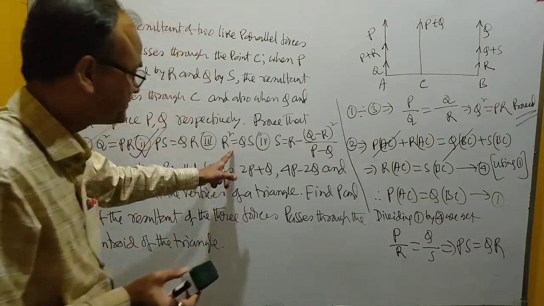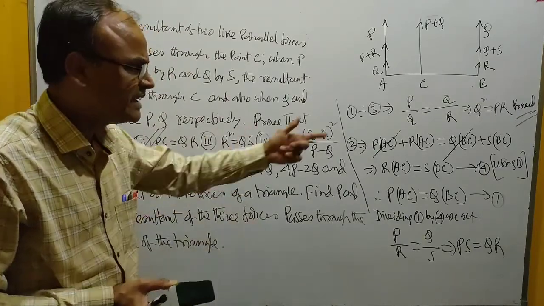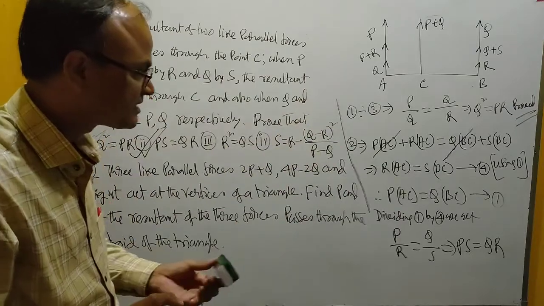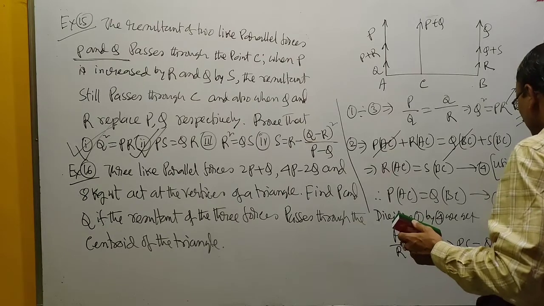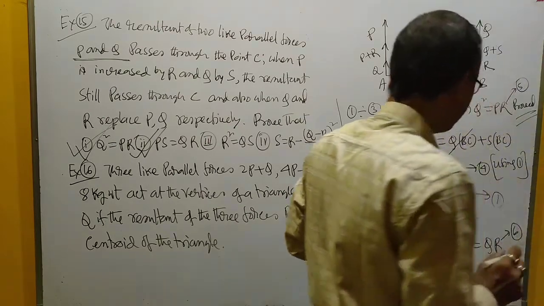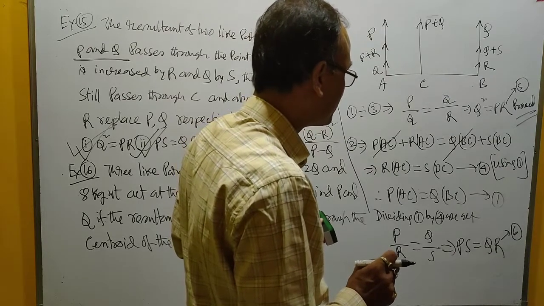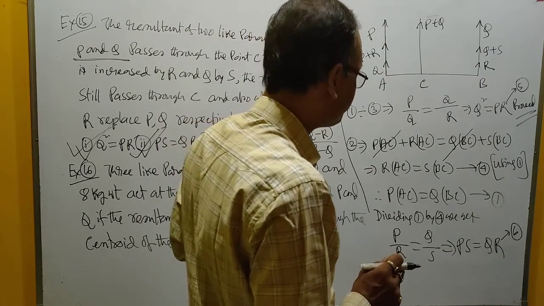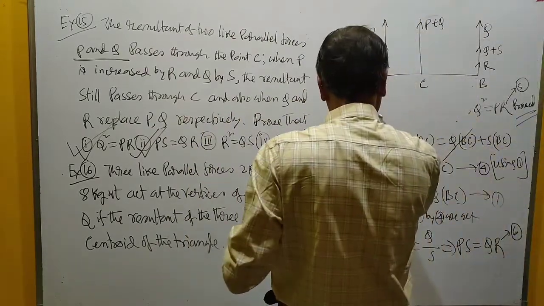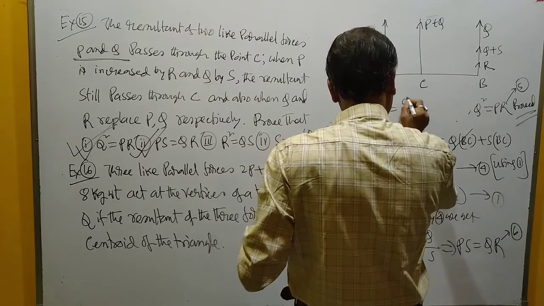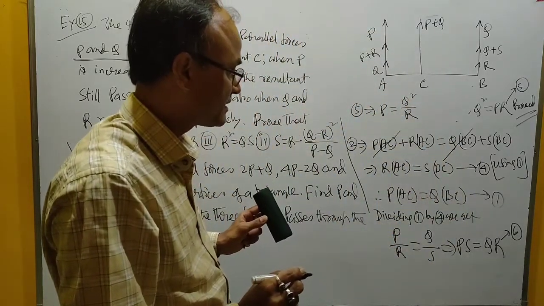Now, in the third case, there is no P. Therefore, eliminate P from these two results. Suppose this is number 5 and this is number 6. Eliminate P between 5 and 6. Now 5 implies P equals Q square divided by R.